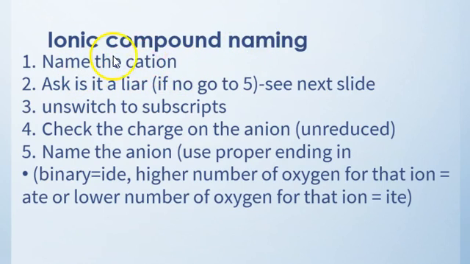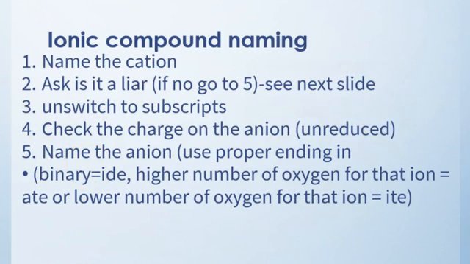Name the compound's cation. So the first thing you're going to do is name the cation. That's the element that is listed first. You're going to ask, is the cation in question a liar? If you say no to this question, you're going to go directly to step 5. If you say yes to question number 2, which you're going to see on the next slide how to determine, you're going to follow the remainder of these steps: unswitching the subscripts, checking the charge of your anion to see if you reduced, and then doing step 5.